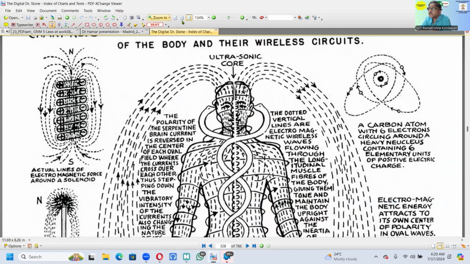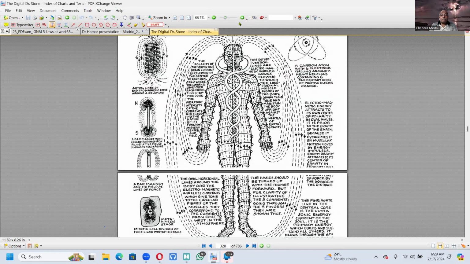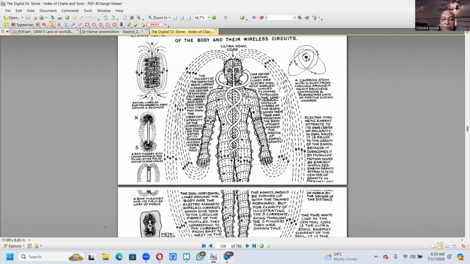See, my understanding is that the left brain always controls the right side. Now look at this diagram. Okay. Yeah, this is good. Right? So this is how energy is entering your body. The external energy.